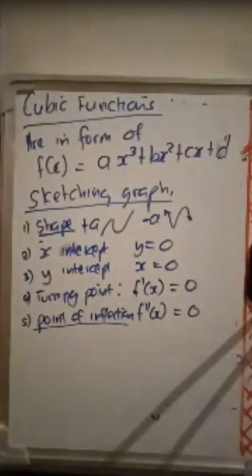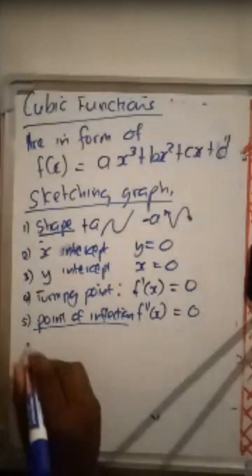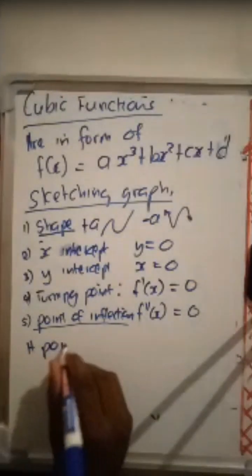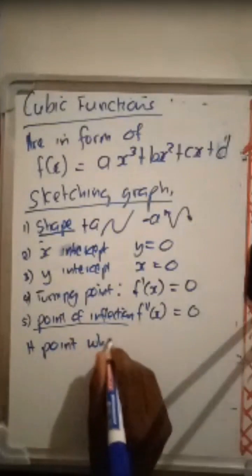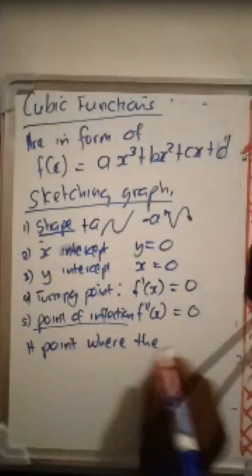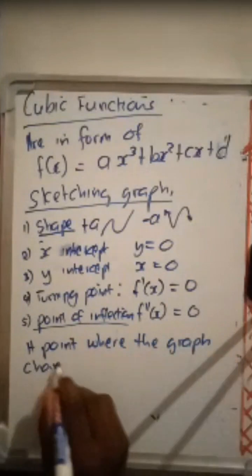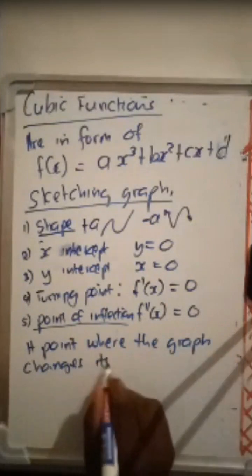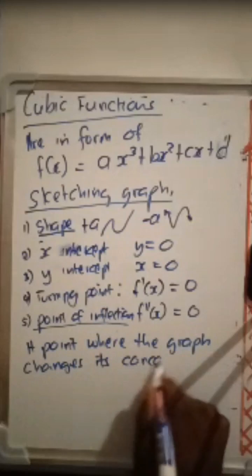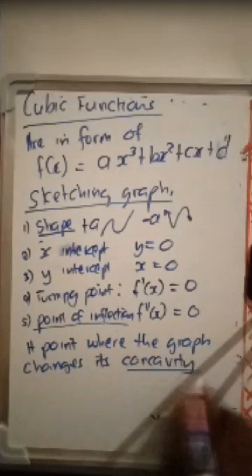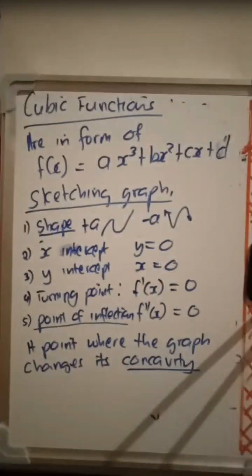A point of inflection is a point where the graph changes its concavity, right? It is where it changes its concavity, right?